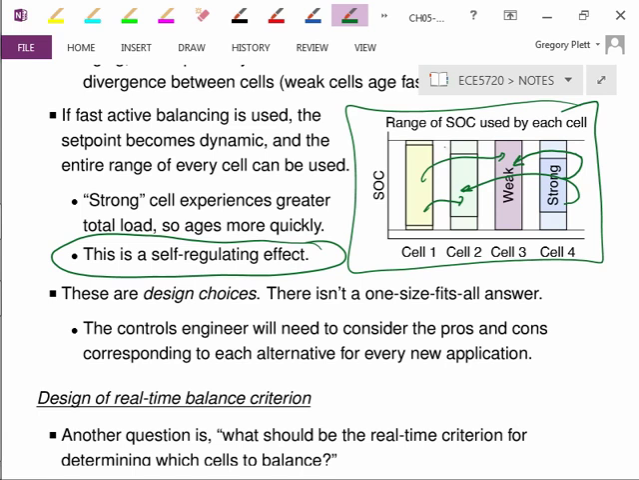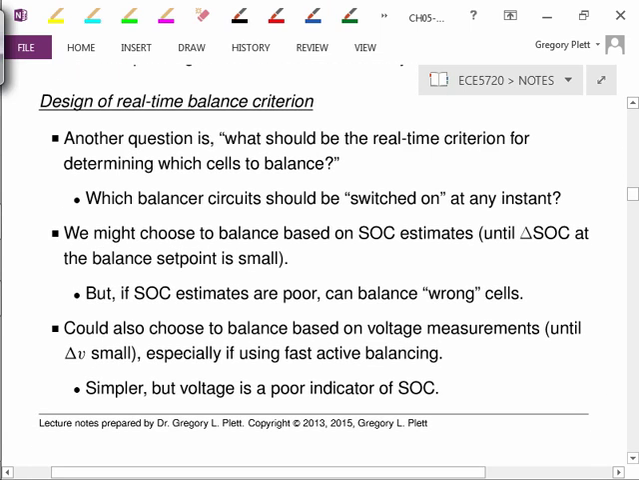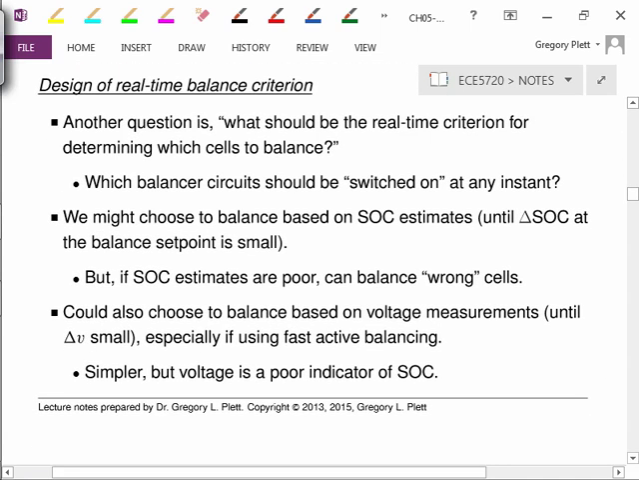So you have to decide, should I do active? Should I do passive? If I do passive, which one of the balance points do I select, and so forth. That's where do I balance. And then, at a point in time, which cells do I balance? Which cells do I remove charge from? Which cells do I add charge to? Which balancer circuits should be switched on at any point in time is what we're thinking about now.